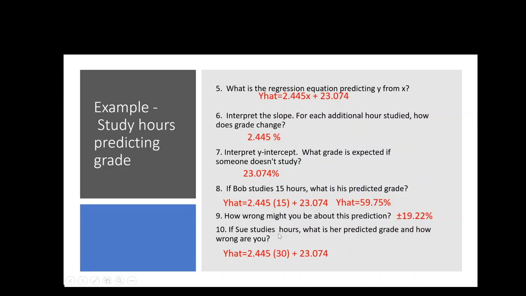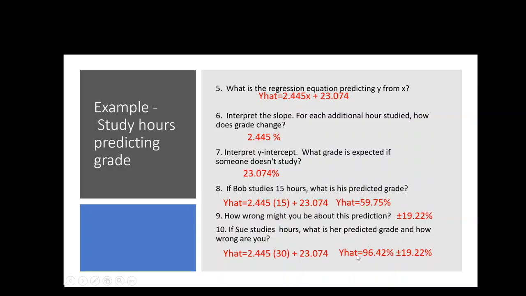Now let's say that Sue studies 30 hours. What is her predicted grade? So we're just going to do the same thing we did with Bob, but with Sue. So we plug 30 into the equation just like we did Bob's 15. And then we would calculate her score, if we do that math, to be 96.42%. But we tend to be wrong about 19.22%. So give or take 19.22.